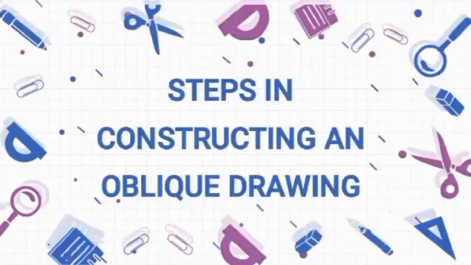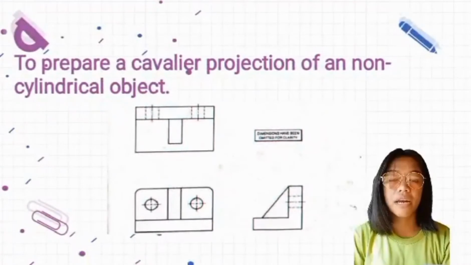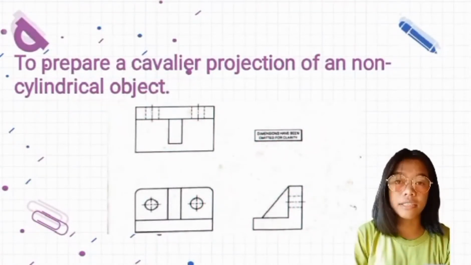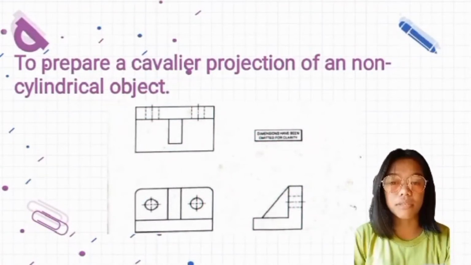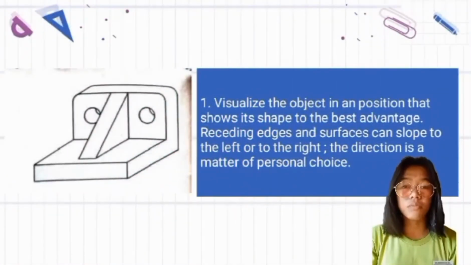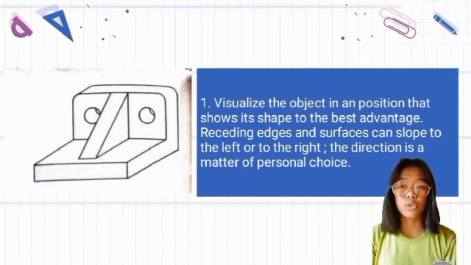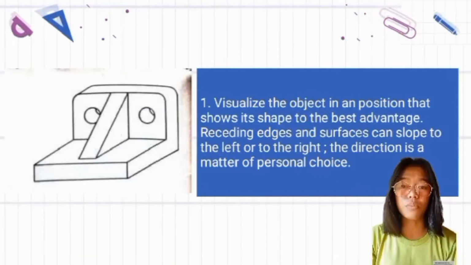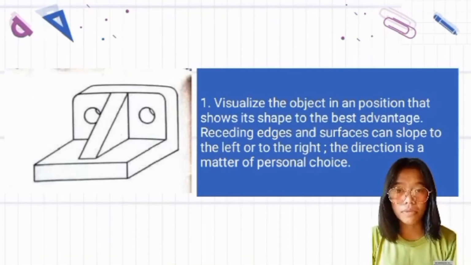Steps in constructing an oblique drawing. To prepare a Cavalier projection of a non-cylindrical object. First step, visualize the object in a position that shows its shape to best advantage. Receding edges and surfaces can slope to the left or right. The direction is a matter of personal choice.